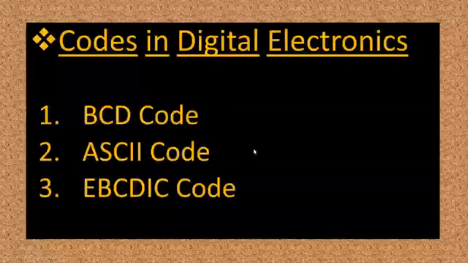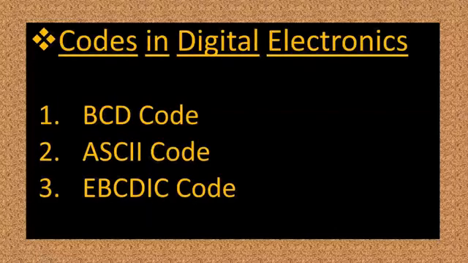Students, in previous lectures we have learned about different types of number systems and their conversion into other number systems. Today we are going to learn about codes in digital electronics. Basically there are three types of codes in digital electronics.